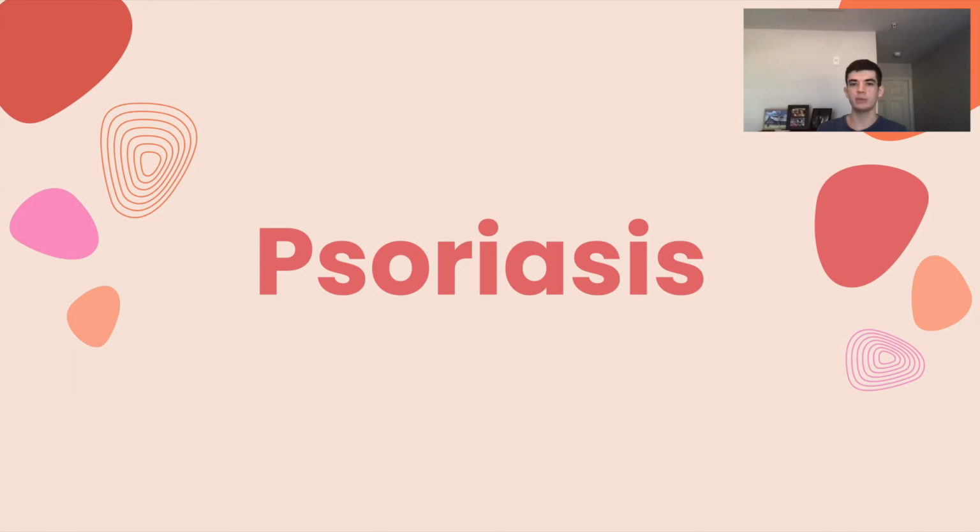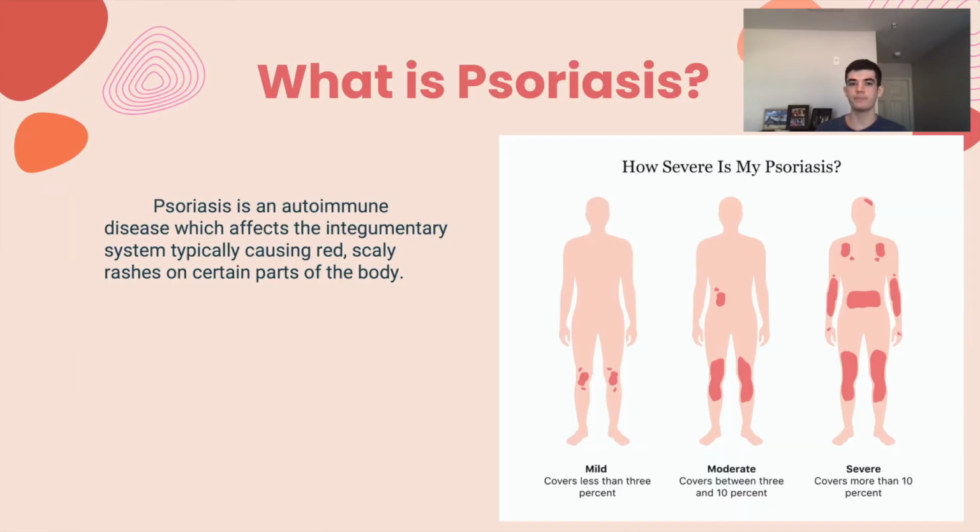Howdy, my name is Jacob Kramers, and the second disease we'll be covering today is psoriasis. What is psoriasis? Psoriasis is an autoimmune disease which attacks healthy skin cells and causes red, itchy, and scaly patches of skin along the joints of limbs, the trunk of the body, and the head. Psoriasis is often categorized as mild, moderate, or severe, depending on the amount of skin affected by the disease.